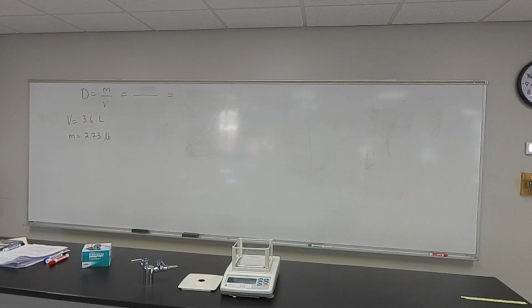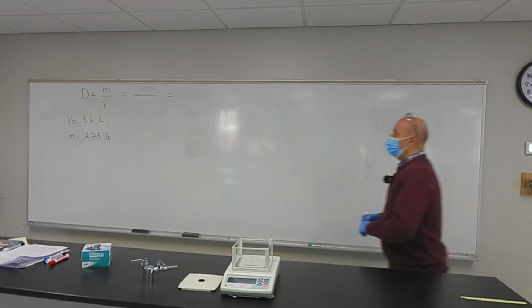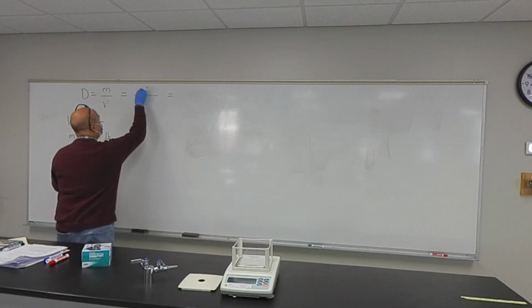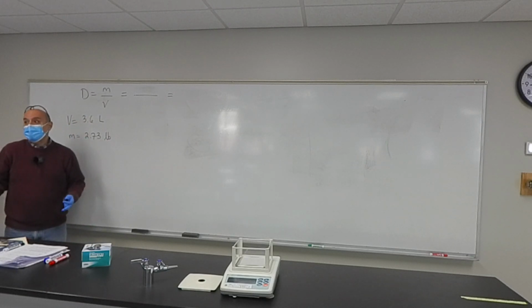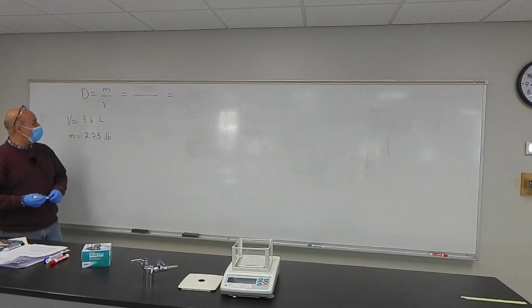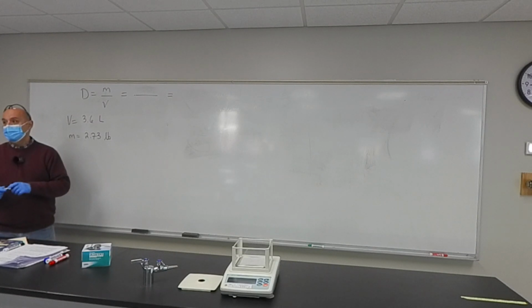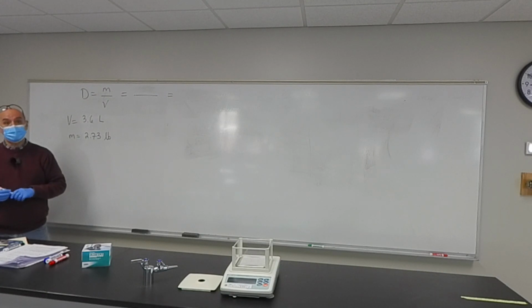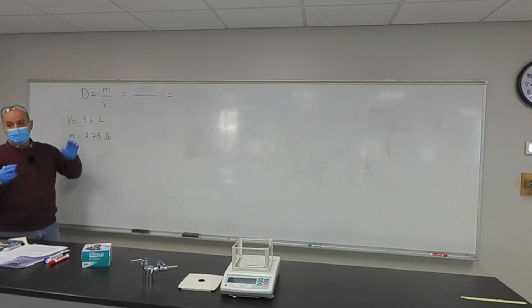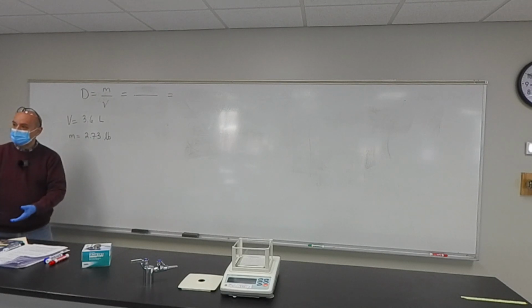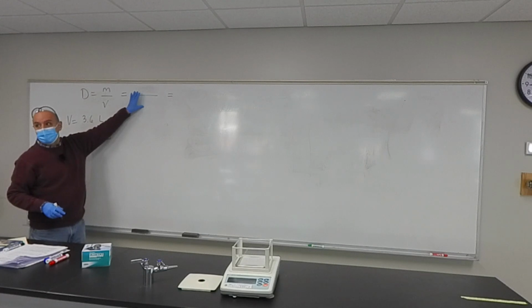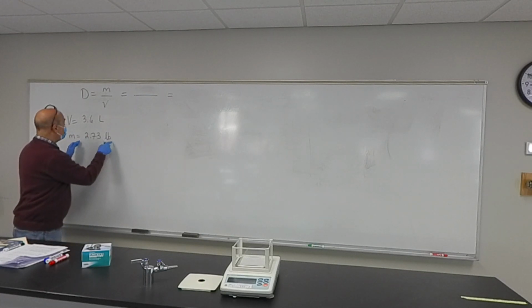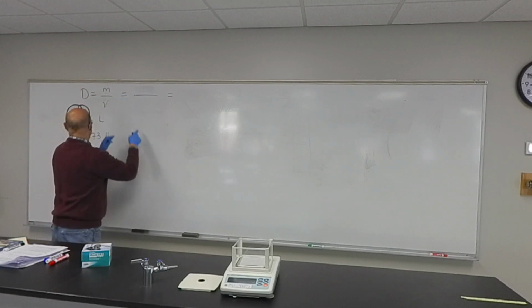So what do we have to do? Do I go ahead and put 2.73 here and then 3.6 on the bottom? I could, but the units are going to be pounds per liter. And that's not what the answer wants. So we need to convert. We could do the calculation and then do the conversion, but it's easier to just convert these two individually and then plug in the right numbers. So let's do the mass first, because that goes on the top.